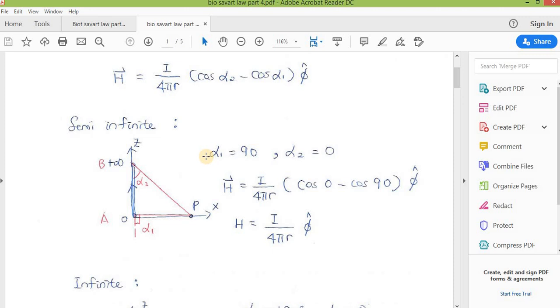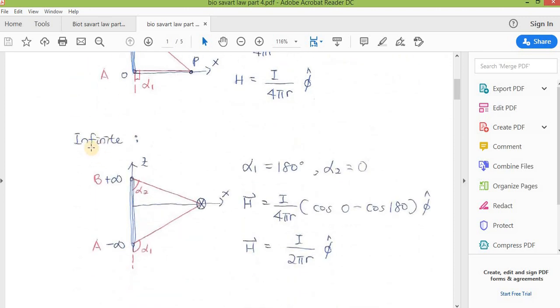For a semi-infinite line, we can simplify this equation because the angle can be determined. In this case, this is point A, this is point B, and this is the observation point. Alpha 1 will be equal to 90 degrees, and when the point extends to infinity, alpha 2 will be approximately 0. When we substitute these angles into the equation, we can simplify it to become this one. This equation applies to a semi-infinite line.